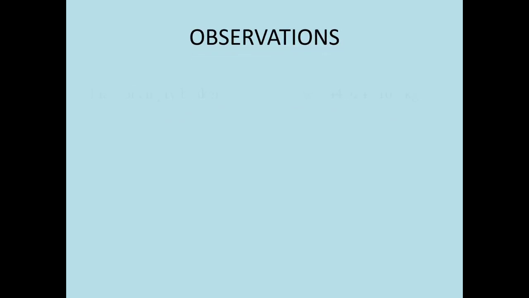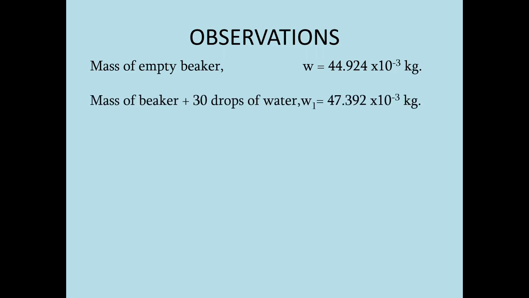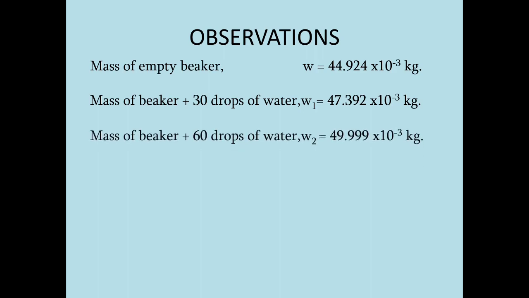So these are the experimental findings. This is the mass of the empty beaker, which is taken as W, and the mass of the beaker plus 30 drops of water is taken as W1. For finding the mass of one drop of water, we subtract the mass of the empty beaker from the mass of the beaker plus 30 drops of water, and then divide the answer by 30 to get the mass of one drop of water.